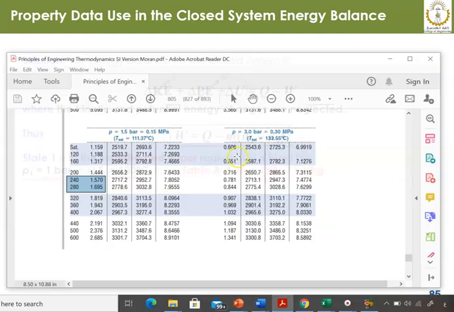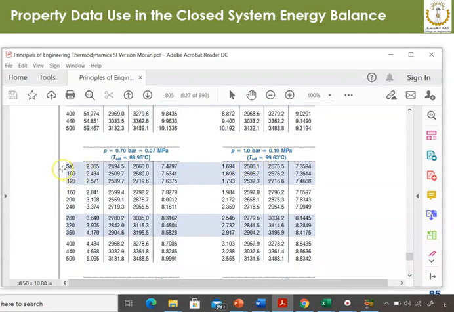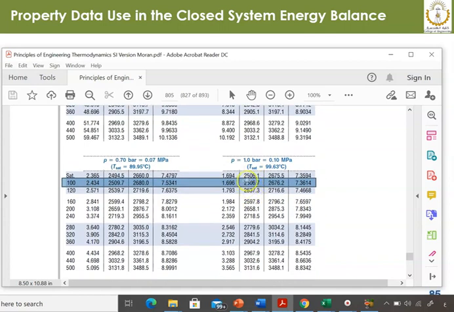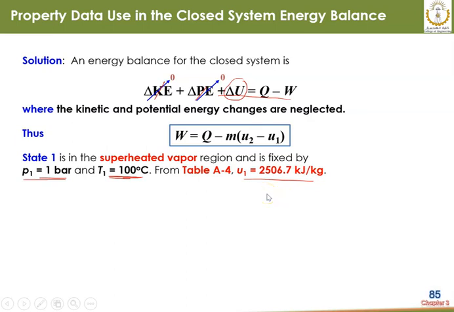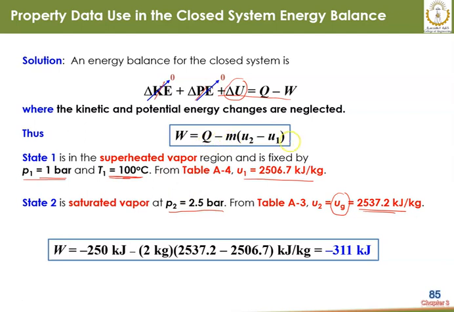Let me try here. So 1 bar, this is 1 bar, and this is 100. So the internal energy is this value, 2506.7. Then state 2 is saturated vapor. So we go to the pressure table for saturated vapor, and we look for 2.5 bar, which is table A3, and there we know that this is saturated vapor, so we take Ug and we find this. Then we simply substitute in the equation that we have with the correct sign of the heat transfer, and that will be our solution.